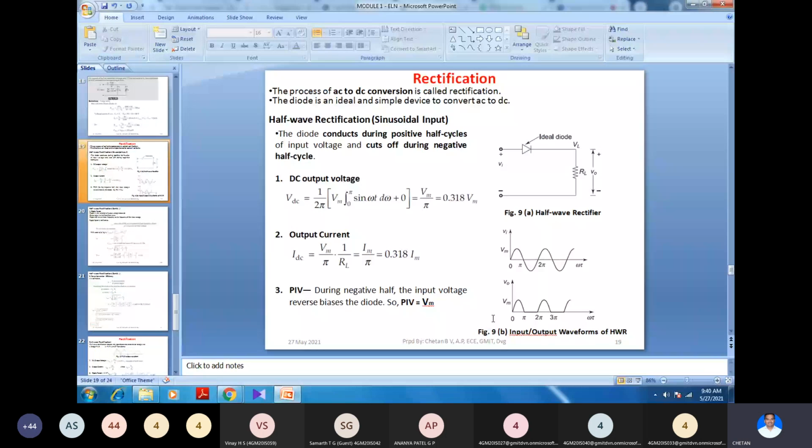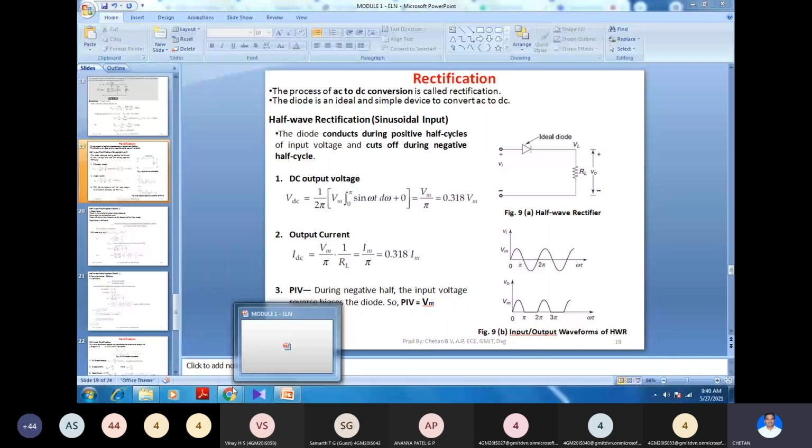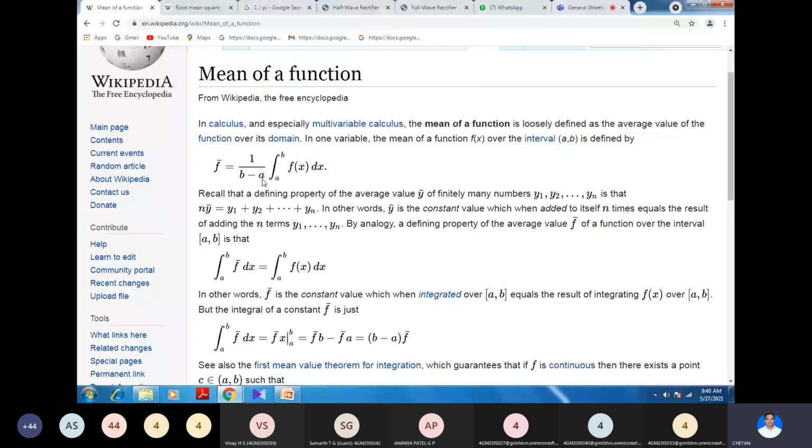And what about this one? Here it is 1 by b minus a. So this is 2 pi minus 0, because our cycle is between 0 and 2 pi. Therefore b is 2 pi, a is 0. 1 by 2 pi we will get here, and the limits would be 0 and 2 pi.